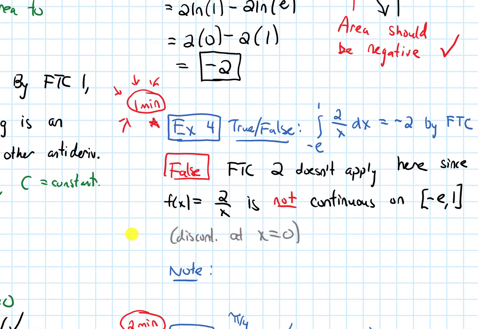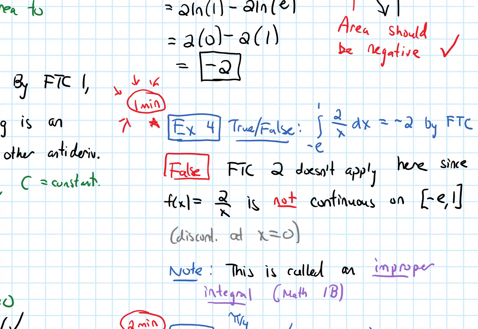So I want to end this example with a note, which is that this type of integral is called an improper integral, where our function is discontinuous somewhere in the interval. It's called an improper integral, which you would see in the next calculus course. So this we would cover in Math 1B.